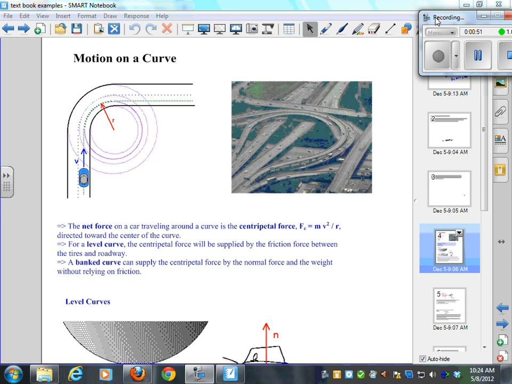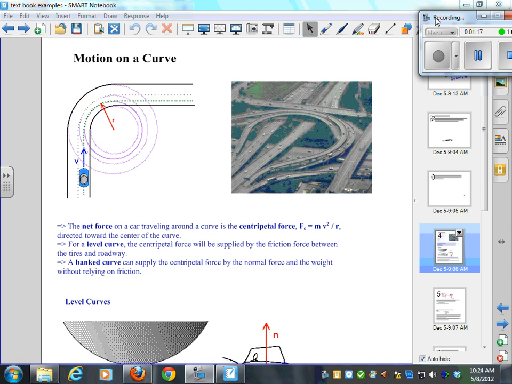Now, there are two types of curves: level ones and banked ones. Where would you find a level curve? Streets, turning. Yeah, just on a regular street, right? Or even the little curves out by KFC there, where you come off that corner, like a little turning lane. So that type of thing is a level curve.